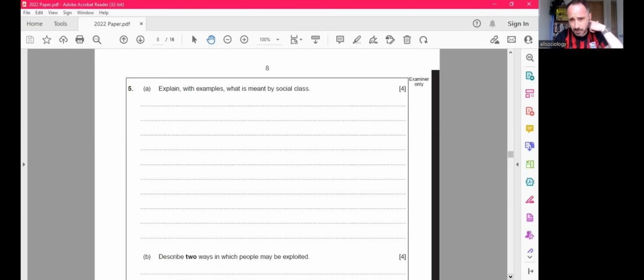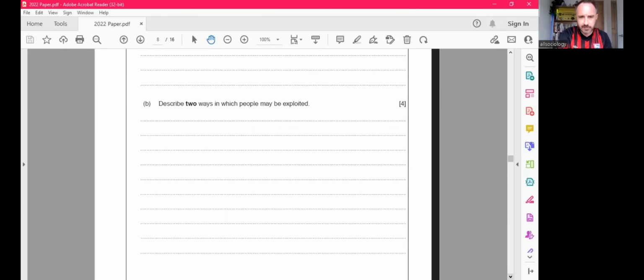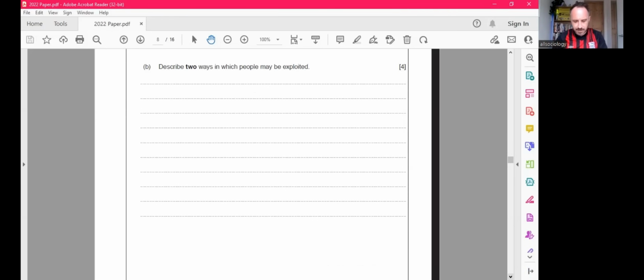So for me, with that one, explain with examples what's meant by social class, I'd go down the Marxist route. I'd also mention Weber. I'd give my examples in relation to things like work and roles that people play in society for that one. So, question 5D, describe 2 ways in which people may be exploited.